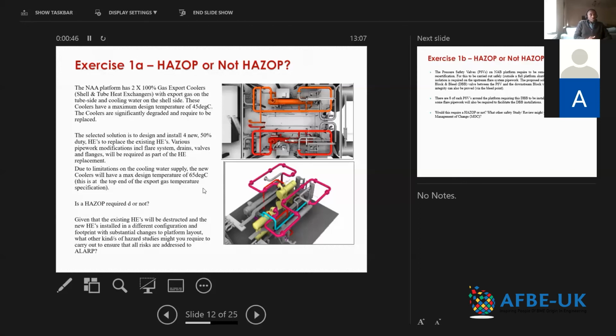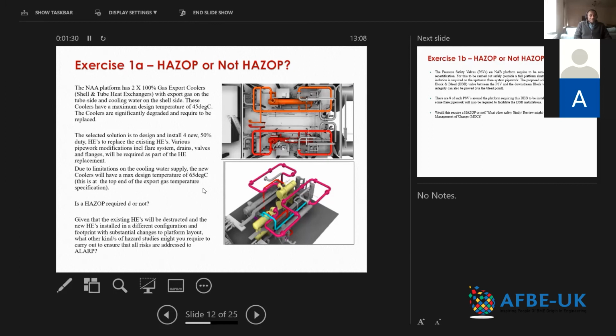The exercise that we're going to be doing is a HAZOP decision. We are going to be making a decision as to whether or not we need to do a HAZOP. There are two exercises really, to be honest. The first one is, on this NAA platform, as I've named it, we've got two 100% gas export coolers. They're shell and tube heat exchangers, with export gas on the tube side and cooling water on the shell side. These coolers have a maximum design temperature of 45 degrees C. Take a note of that. And the coolers are significantly degraded and require to be replaced.